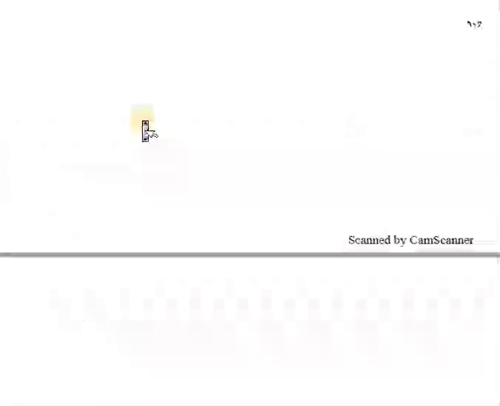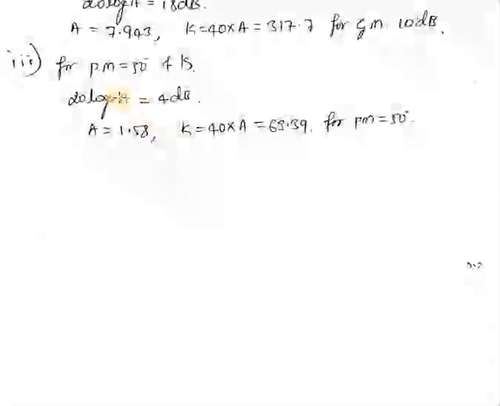That is, to have the phase margin as 50 degree, 20 log A will be 4 dB. That is, a 4 dB shift is required to have the phase margin as 50 degree. That is the meaning here. So A will be 1.58, but K equal to 40 into A. So K value will be 63.39 to have the phase margin as 50 degree.